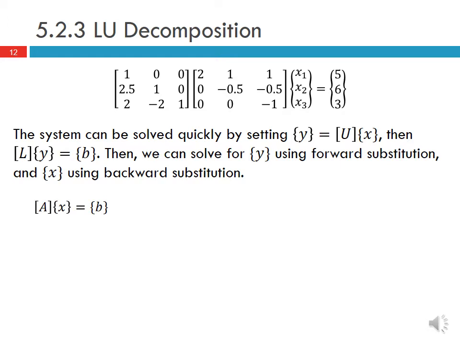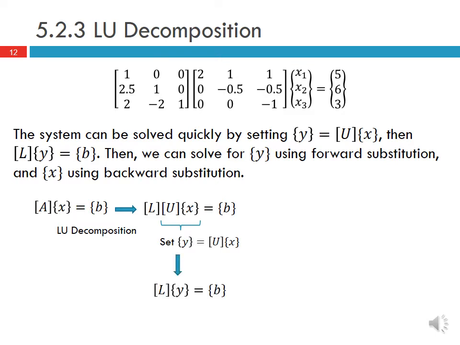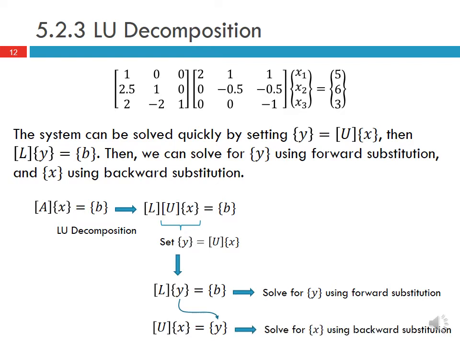So we start with our system AX equals b. We use the LU decomposition to write this as LUX equals b. Then we set UX equals y, and we're left with the system Ly equals b, which can be solved for y using forward substitution because L is a lower triangular matrix. We then plug y into our next expression and solve UX equals y. We can solve this for x using backward substitution because U is an upper triangular matrix.